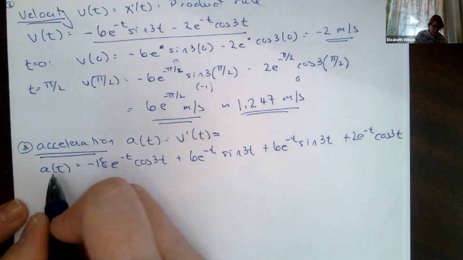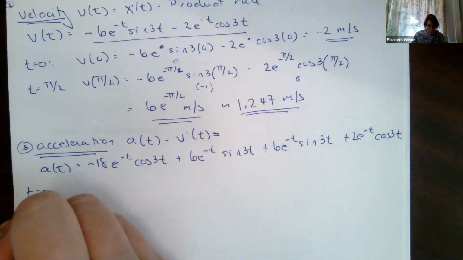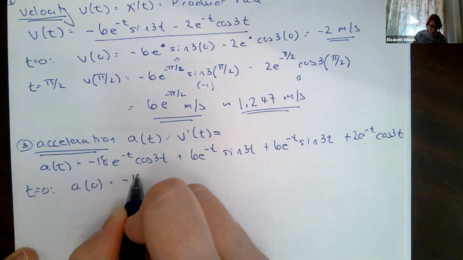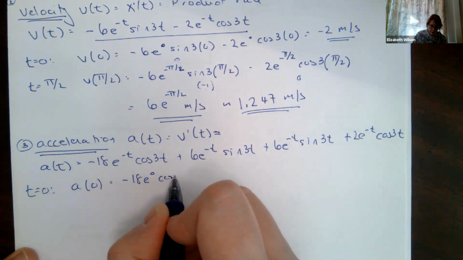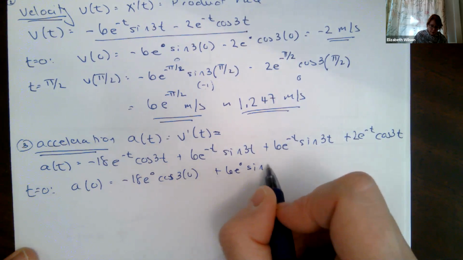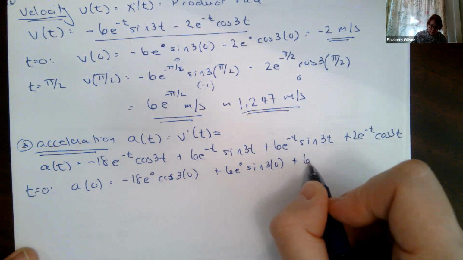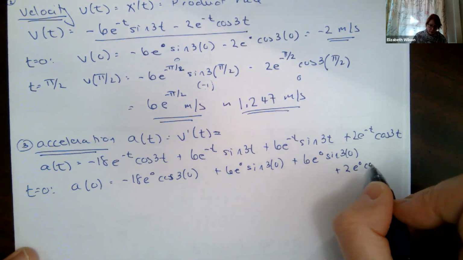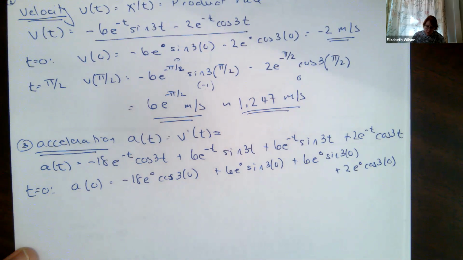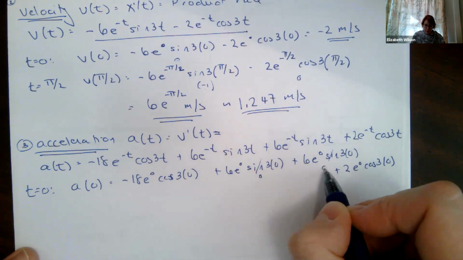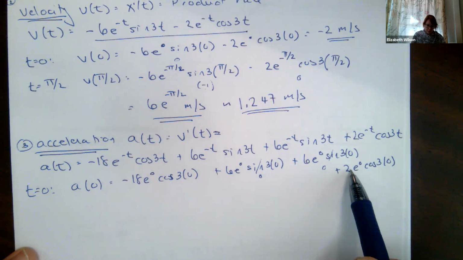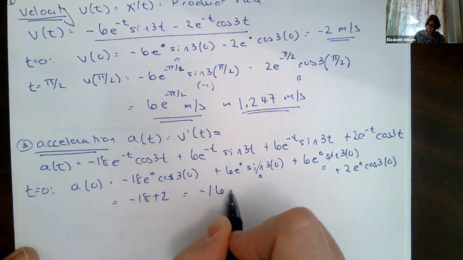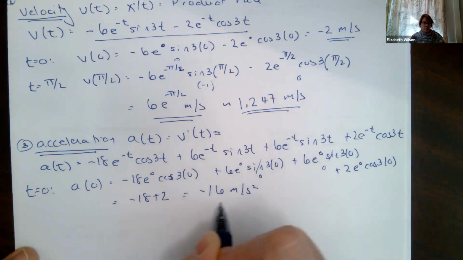All right, so now let's take a look at t equals 0. At time 0, I've got minus 18e to the 0 cosine of 3 times 0, plus 6e to the 0 sine of 3 times 0, plus 6e to the 0 sine of 3 times 0, plus 2e to the 0 cosine of 3 times 0. Sine of 0 goes to 0. So I've got minus 18 plus 2, which equals minus 16 meters per second squared at time t equals 0.